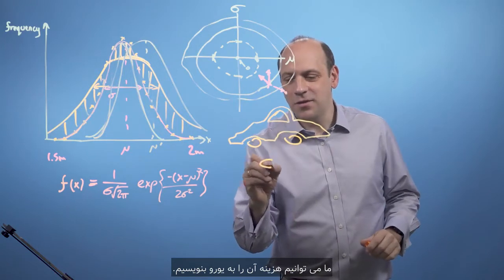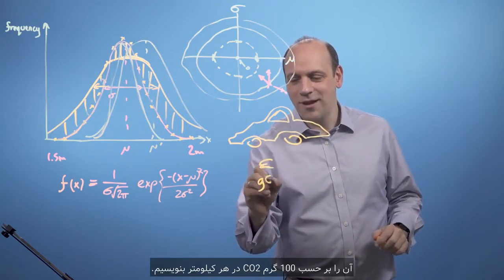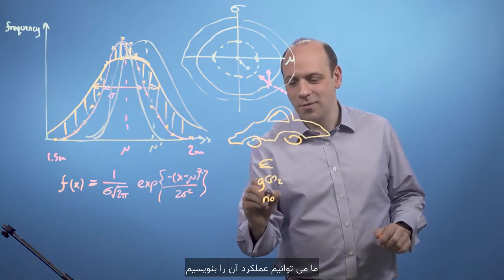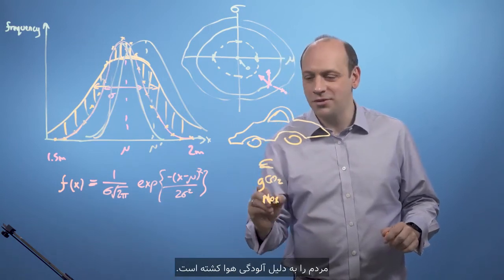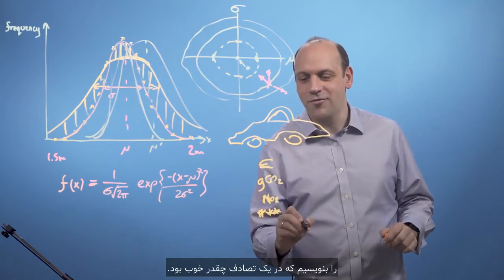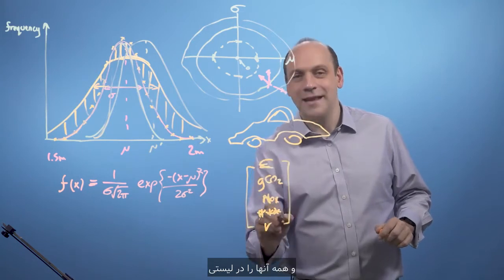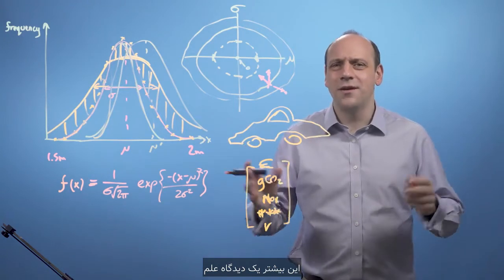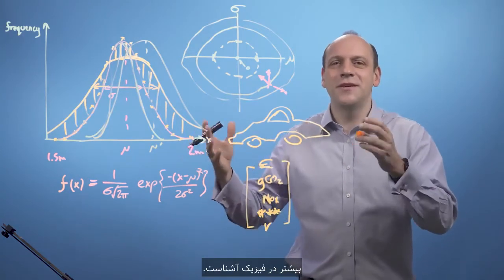We could write down its cost in euros. We could write down its emissions performance in grams of CO2 per 100 kilometers. We could write down its NOx performance, how much it polluted our city and killed people due to air pollution. We could write down its Euro NCAP star rating, how good it was in a crash. We could write down its top speed and write those all down in a list that was a vector. That'd be more of a computer science view of vectors, whereas the spatial view is more familiar from physics.